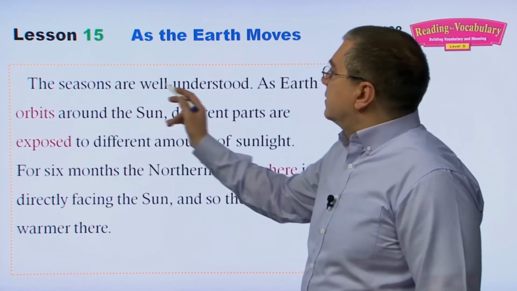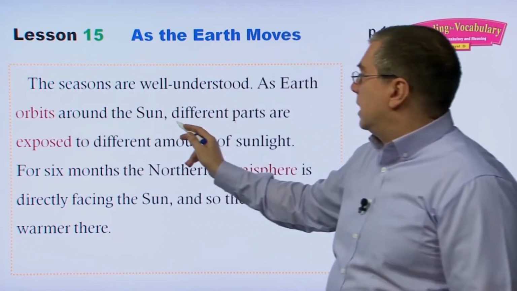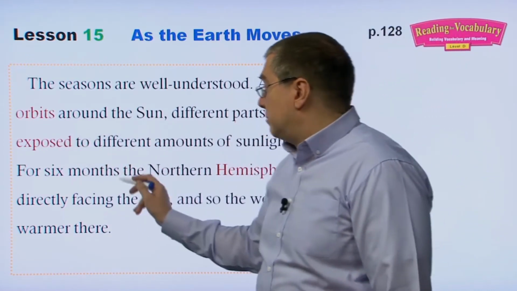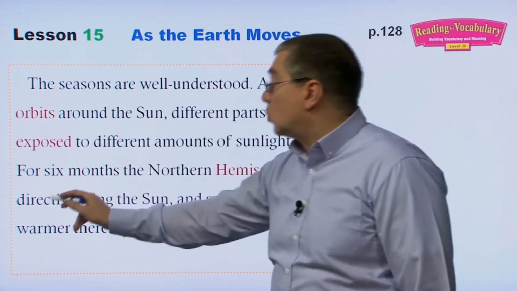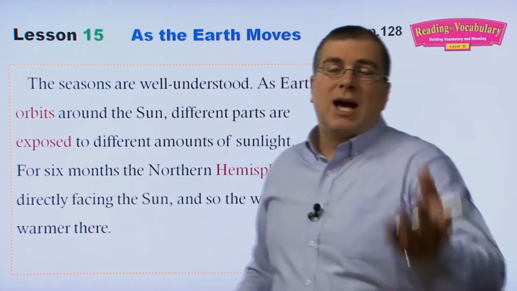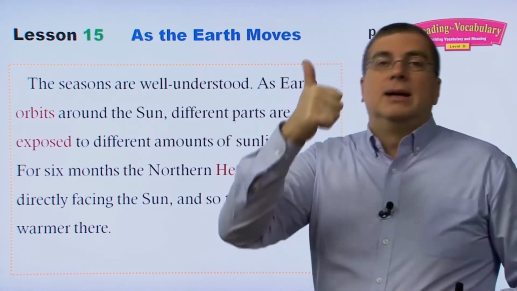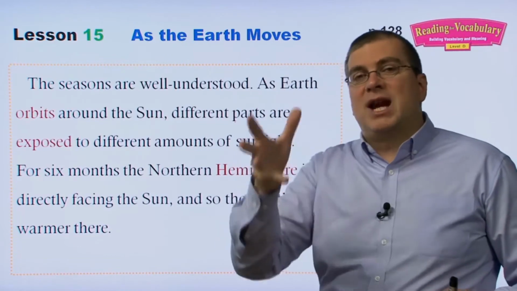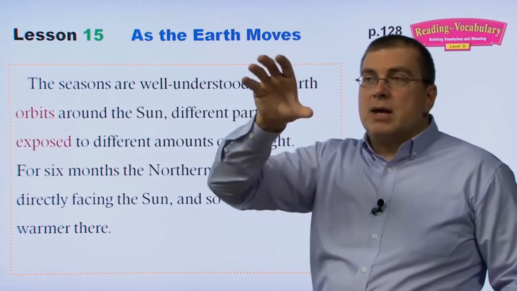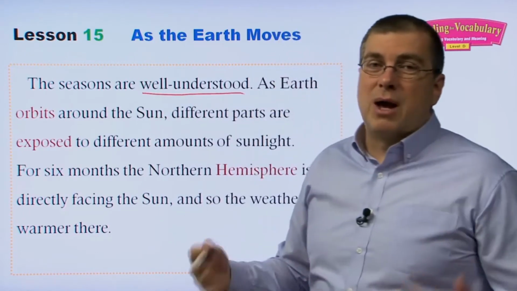The seasons are well understood. Everybody knows about the seasons. As Earth orbits around the sun, different parts are exposed to different amounts of sunlight. For 6 months, the northern hemisphere is directly facing the sun, and so the weather is warmer there. You guys know about the seasons. You studied that in school, right? Everybody knows, spring, summer, fall, winter, and the weather changes because the Earth is moving like this. It's not just moving around the sun, the Earth is also tilting, right? Now, we well understand that because we learned about this in school.